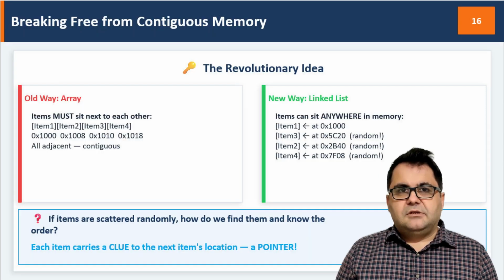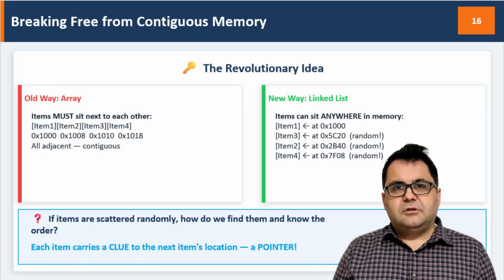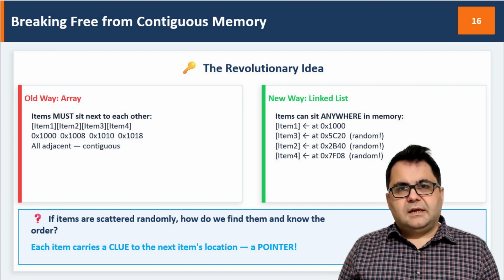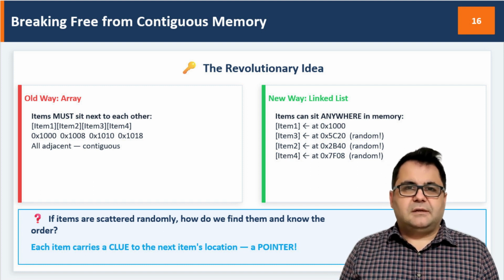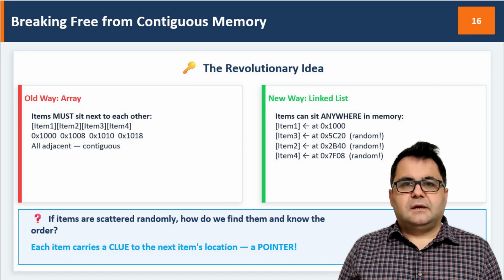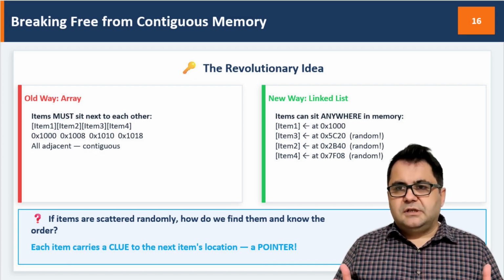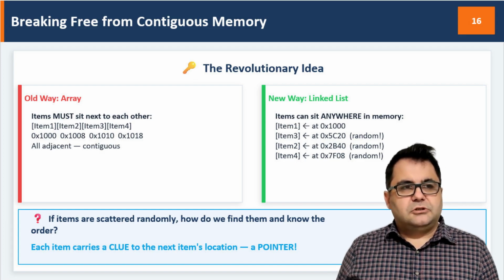Let's see. Here's the revolutionary idea that changes everything. What if we abandon contiguous memory? What if we let items sit anywhere they want in RAM? Old way with arrays, items must sit next to each other. Item 1 at 0x1000, item 2 at 0x1008, item 3 at 0x1010, all adjacent.